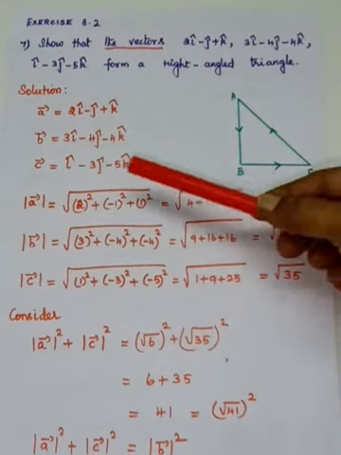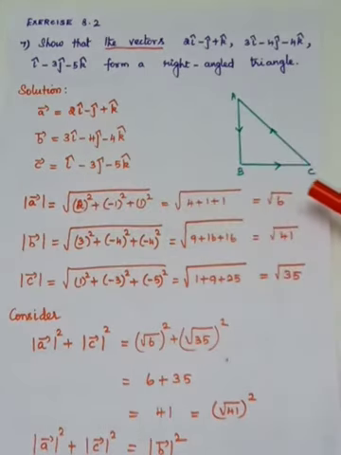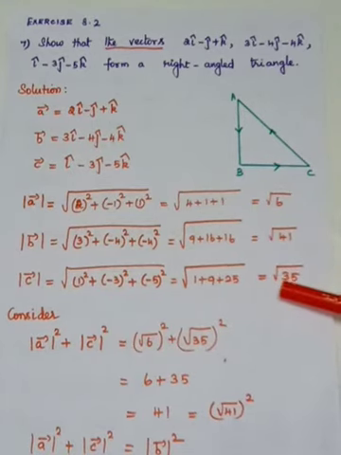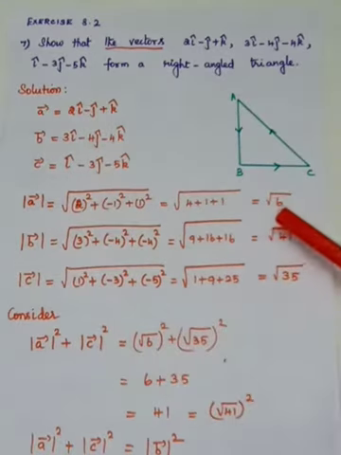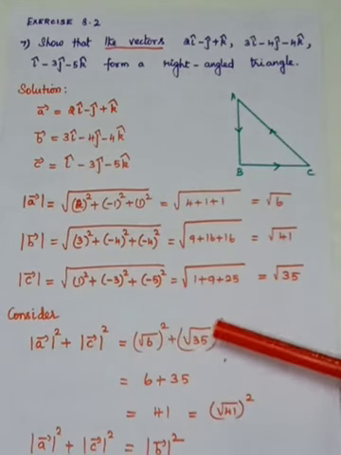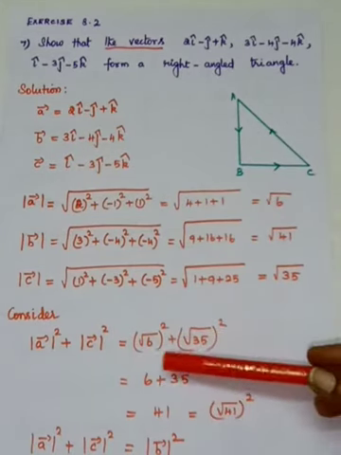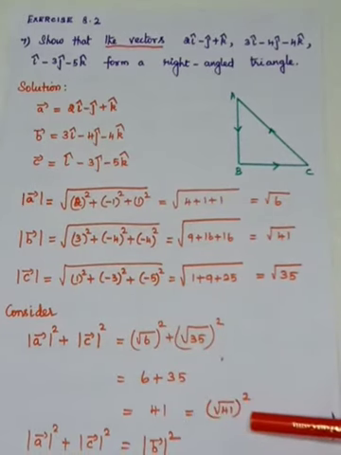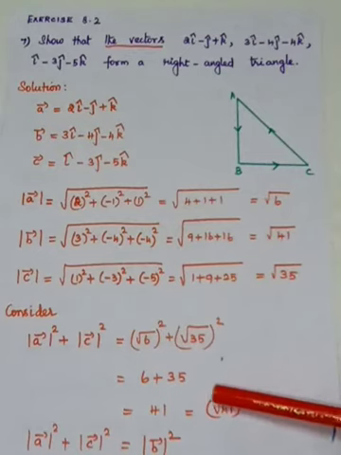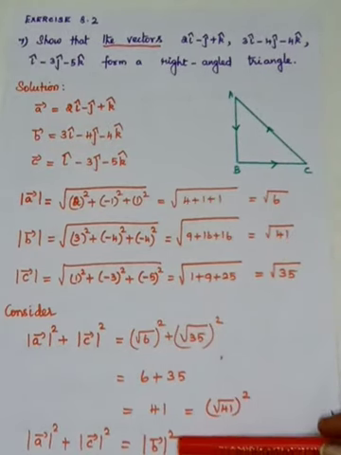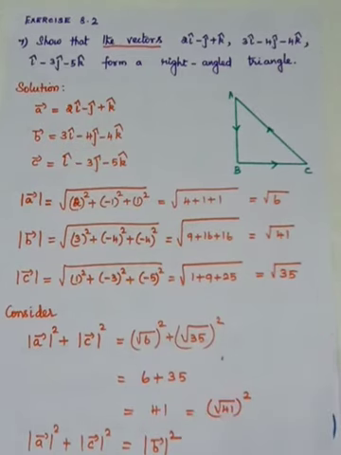Consider modulus of A vector the whole squared plus modulus of C vector the whole squared. Modulus of A vector is what? Root 6. Root 6 the whole squared is 6. Root 35 the whole squared is 35. If you add these two, it is 41. 41 can be written as square root of 41 the whole squared. What is square root of 41? That is modulus of B. So modulus of B vector the whole squared.